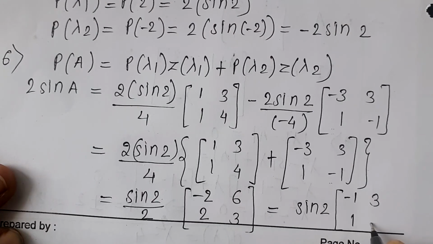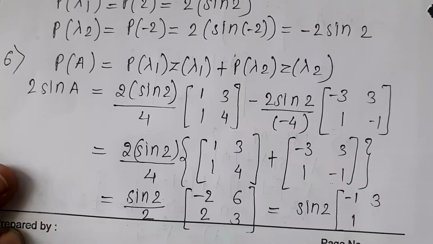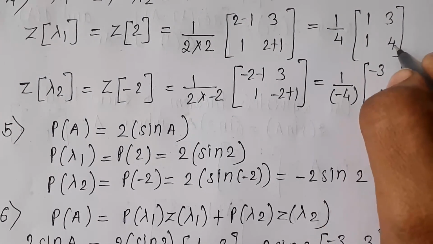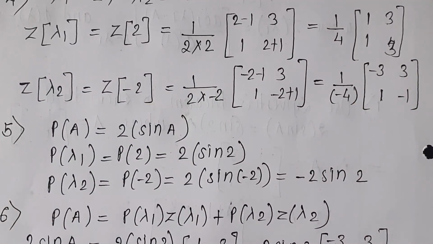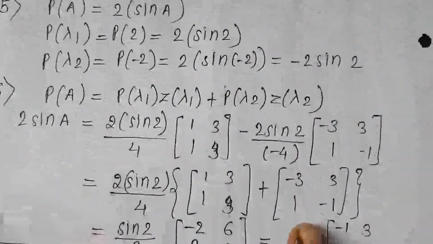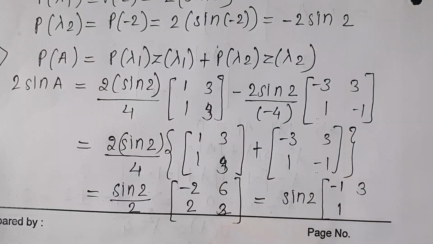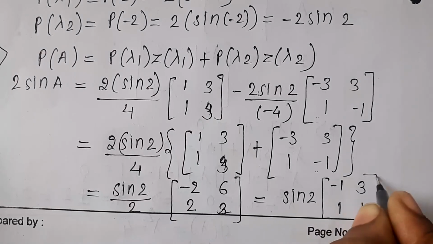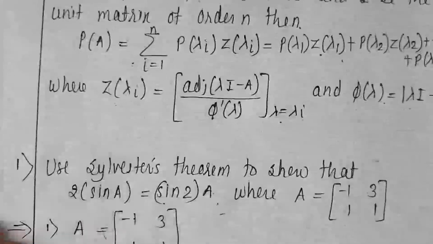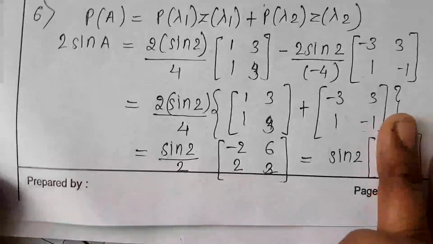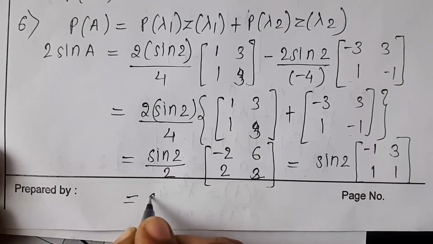Then 2 by 2 is 1, and the last term 2 by 2 is 1. So what is this matrix? Minus 1, 3, 1, 1. This is the original matrix A. Minus 1, 3, 1, 1. So we can write it as sin 2 multiplied by A.